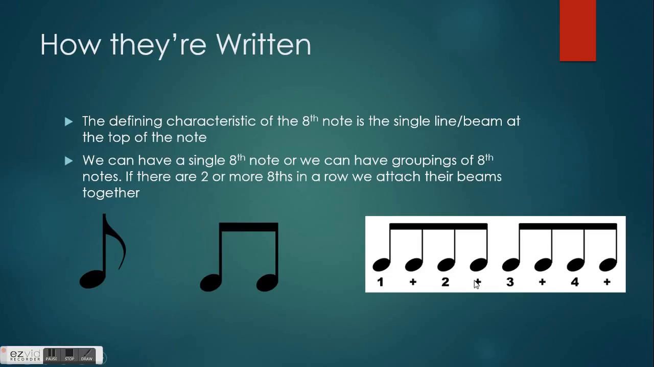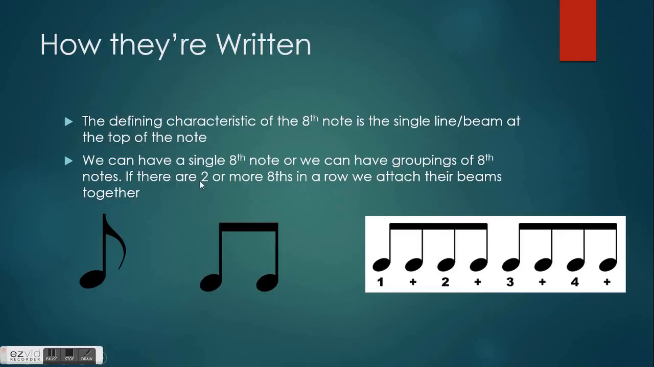So how they're written. A lot of my students have trouble with this concept because they look at the number of notes in a grouping of eighth notes and they think that's what eighth notes always look like. But really the defining characteristic of the eighth note is the single line, or beam, at the top of the note. So right there, right there, right there. There's a single beam at the top of all of these groupings.